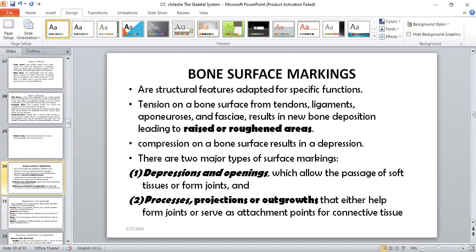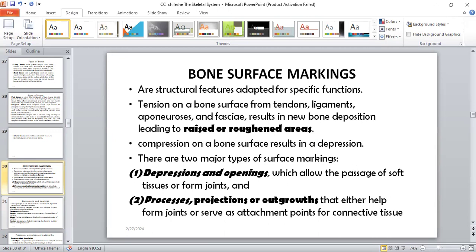And then we have now bone surface markings. Every bone has structures on it that allow for attachment of things like muscles. They have things on the bone that allow for soft tissue to pass through, for example, blood vessels, nerves, even organs. Some organs, because the bone has been there, so the organ has been there, and so the bone is going to even have a depression where this soft tissue is going to lie.